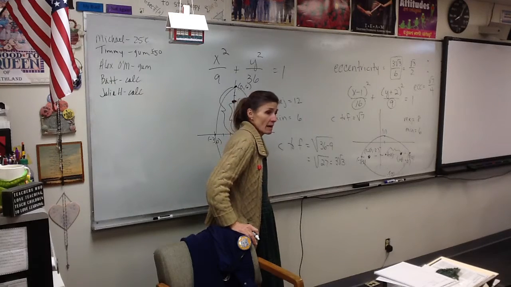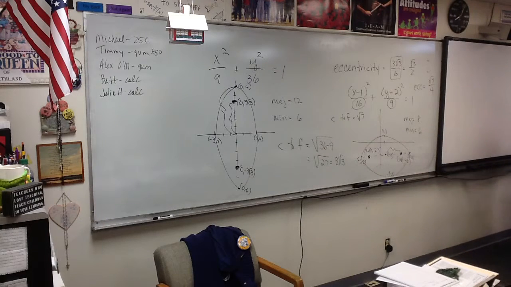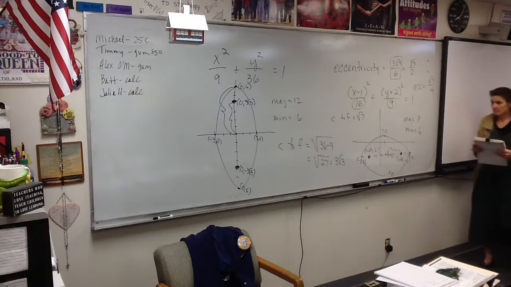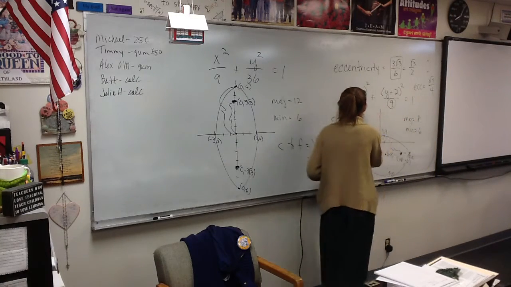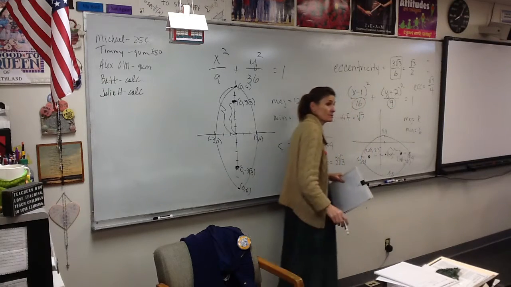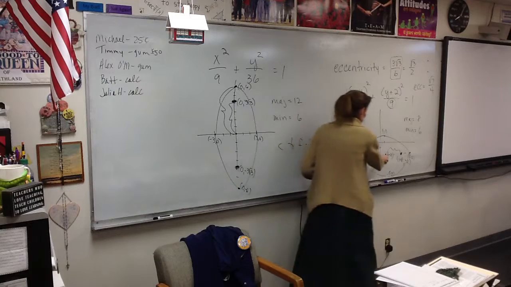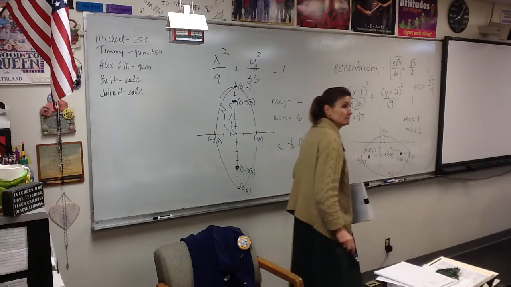Well, that wasn't too bad. Let's try this. Can you tell me about that focus again? We start at the center and we add root 7. We found the distance from the center to the focus to be root 7. You subtract the denominators and take the square root. So I start here and add root 7 and subtract root 7.